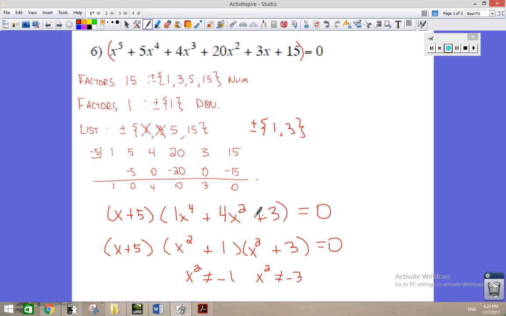And this second term here, x to the fourth plus 4x squared plus 3, by itself doesn't cross the x-axis. Now, because of this x plus 5, I know this original expression does, and I know this original expression crosses at -5. That -5 is my answer. That's the only rational solution. So I hope that helps. I hope that wasn't too long.